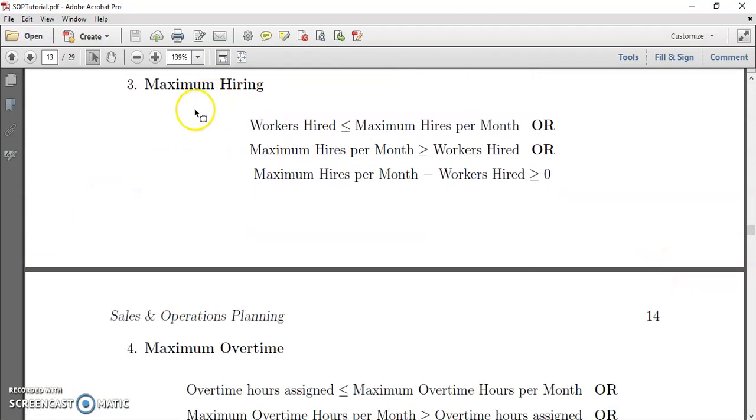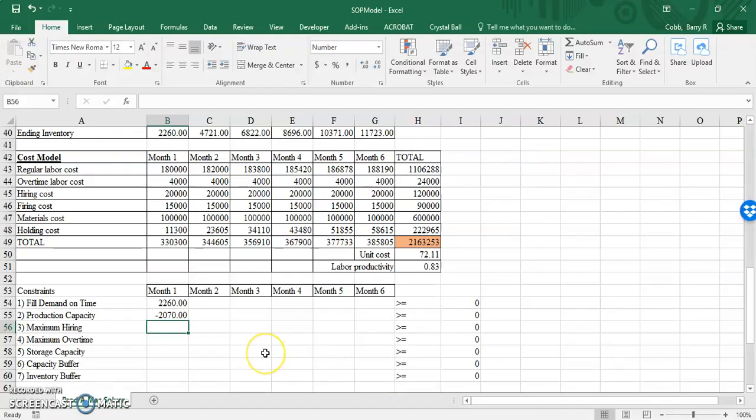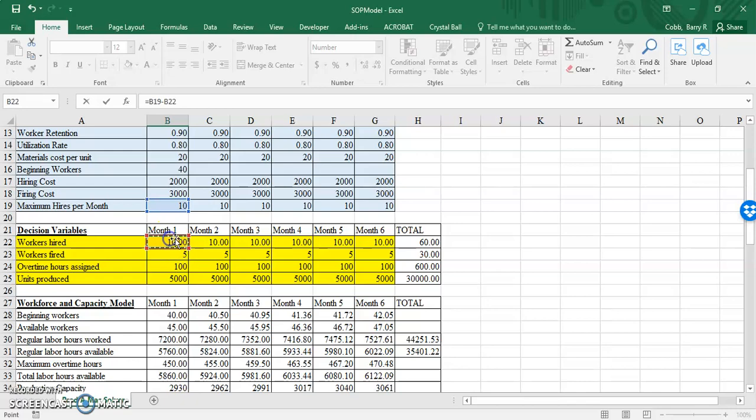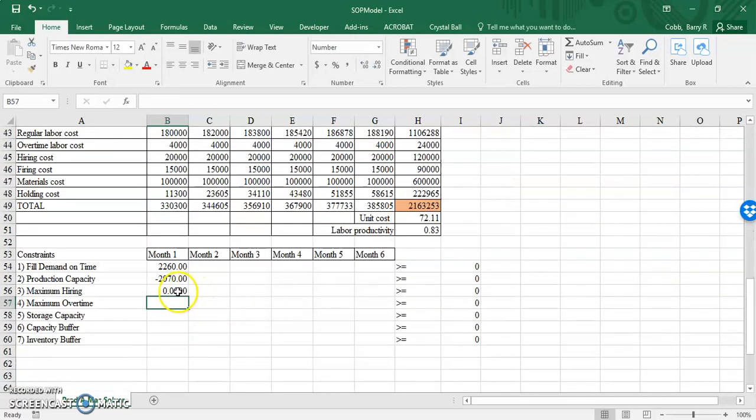The third constraint in this model is a maximum hiring per month constraint. The workers hired in a month are less than or equal to the maximum hires for the month. On the second line, I've simply switched the inequality around to be a greater than or equal to inequality. And then on the third line, we algebraically change this so that 0 is on the right-hand side of the constraint. Maximum hires per month minus workers hired is greater than or equal to 0. And so we enter that in the constraints section below.